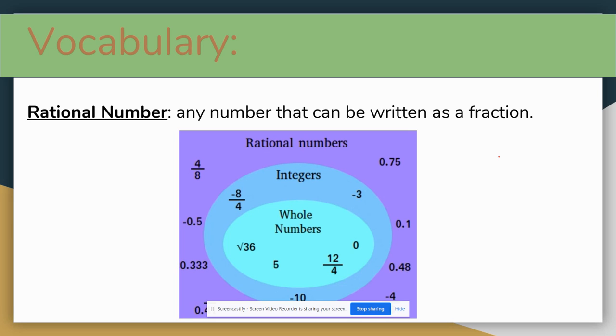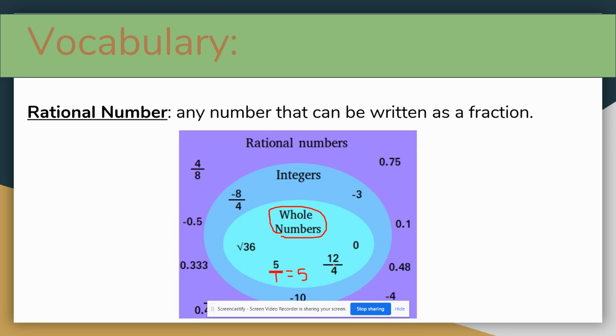Our next vocabulary word is a rational number. A rational number is just any number that can be written as a fraction. If you notice, whole numbers are rational numbers because I can take a whole number of 5 and put this imaginary number 1 underneath it, because every whole number truly is a fraction. It just has an imaginary number 1 underneath it. If you remember from our last unit that this fraction bar means divide, so I know if I take 5 divided by 1, I get an answer of 5, which is a whole number.